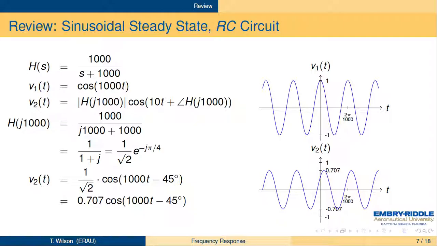It's actually delayed by 1/8 of a cycle, since there are 8 45-degree chunks in 360 degrees. It starts later, and peaks at, we'd have to figure out what that time is, but it'd be 1/8 of the period, and the period is 2π over 1,000.